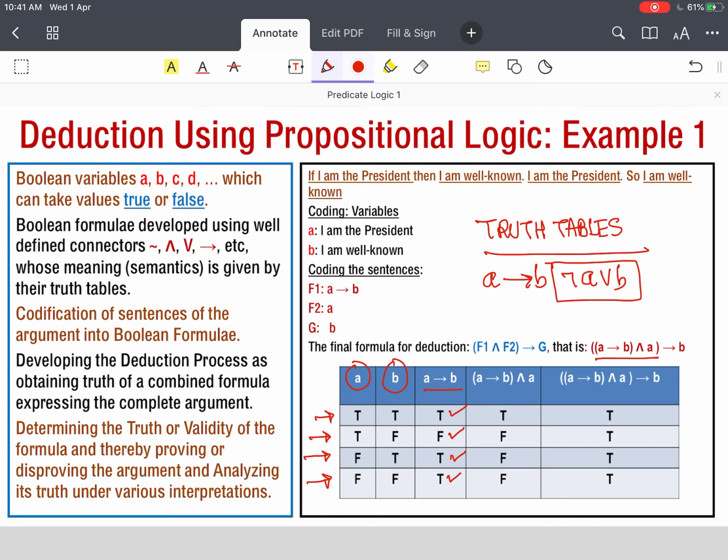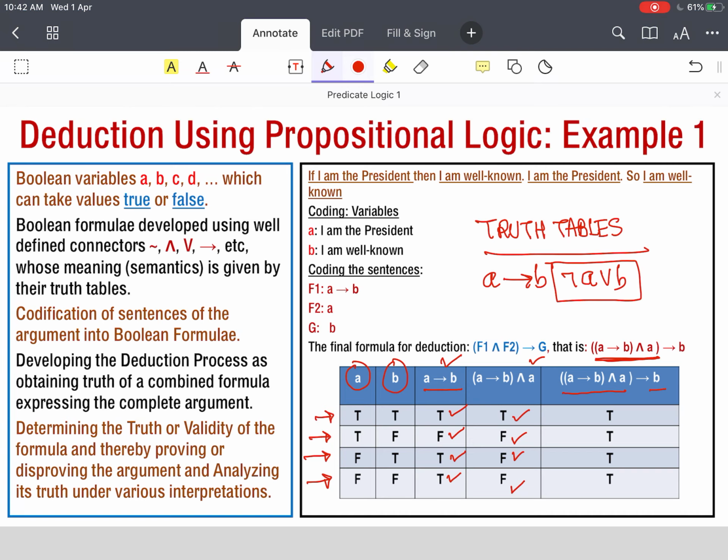The next part of our formula is this part. So now we have A implies B, whose truth we have here, and A, whose truth we have here. We need to do an AND of column 1 and column 3. Once we do an AND of column 1 and column 3, we get column 4. And column 5 is this part: column 4 implies column 2.